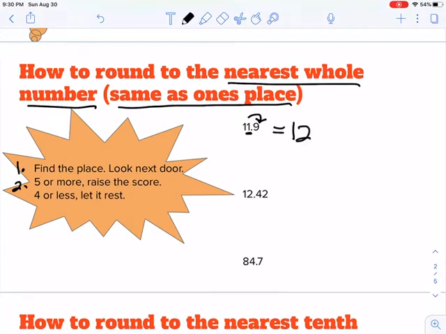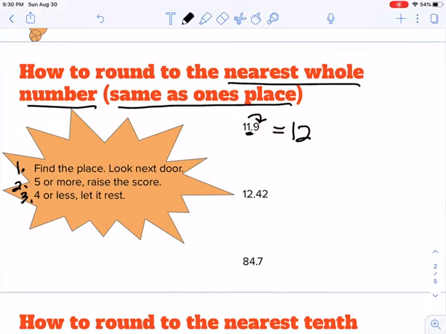Now you don't need to write 12.0. We can just leave it as 12. The reason is that it's not going to change the value of the number. Also, when we're rounding, a lot of times the point is to make the number appear shorter. That's another reason why we don't need to write the zero. Now, if that number was 4 or less, then we would leave the number in the ones place the same.